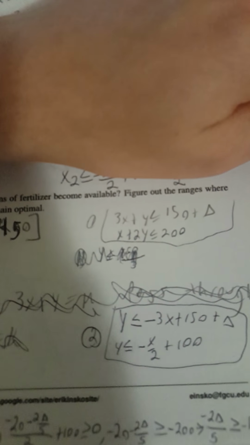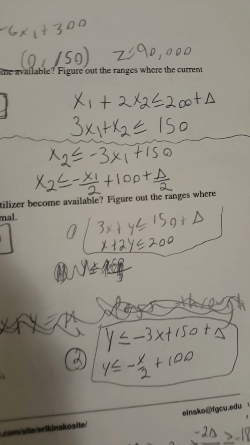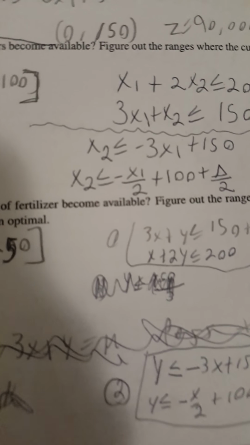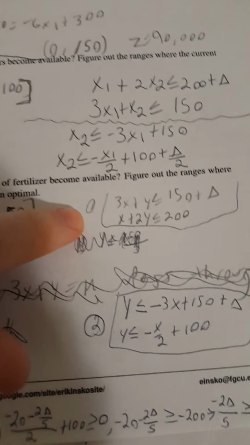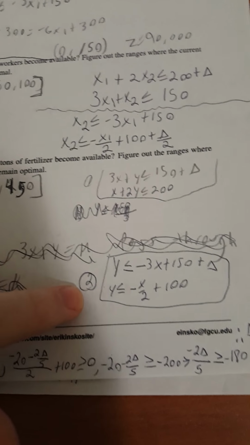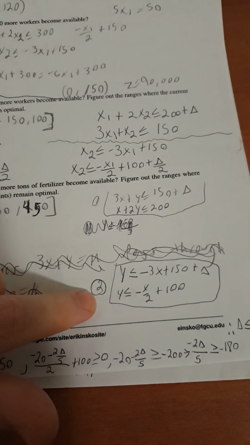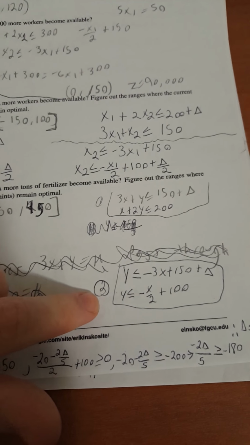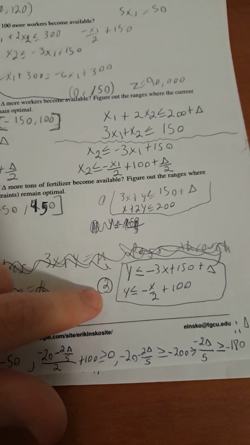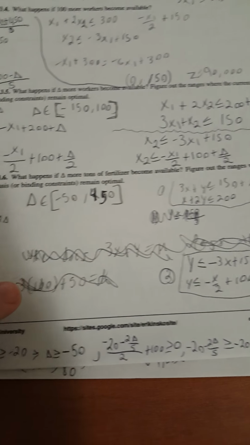And yeah, similar story, and I reversed the order of them for no reason, and I labeled that as a 1. That's supposed to be a 1 that I circled. And then the second step, you isolate the y. I'm no longer using x1s and x2s because this is a free country. So y less than or equal to negative 3x plus 150 plus delta, and y less than or equal to negative x over 2 plus 100. And we can set those things equal to each other.